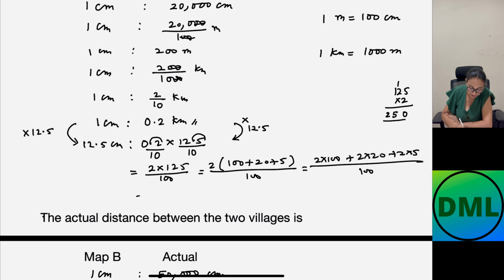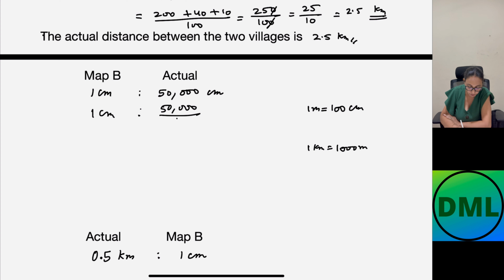I need to calculate the distance on the map B where the ratio is given by 1:50,000 centimeter. I need to first convert this again into kilometers. We know that 1 meter is equal to 100 centimeter. I'm going from smaller unit to bigger unit. I need to divide it with 100. Let's write down here. 1 centimeter is to 50,000 over 100. Two zeros will get cancelled from here.